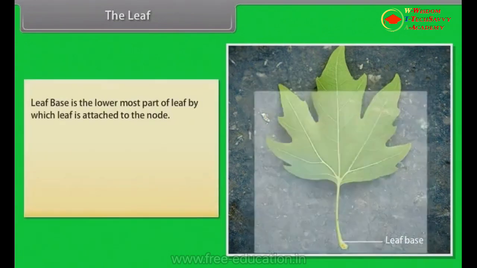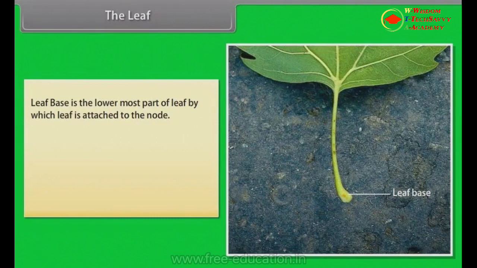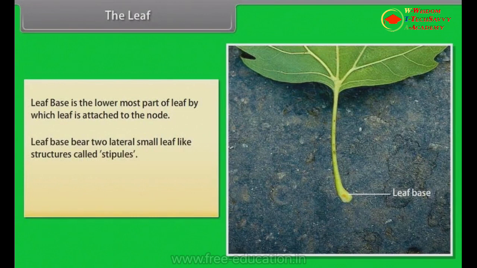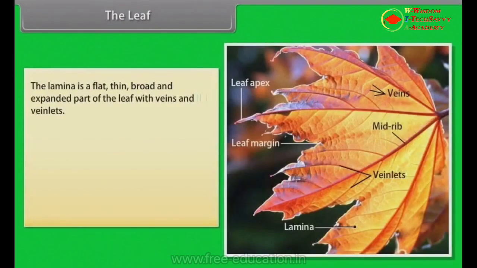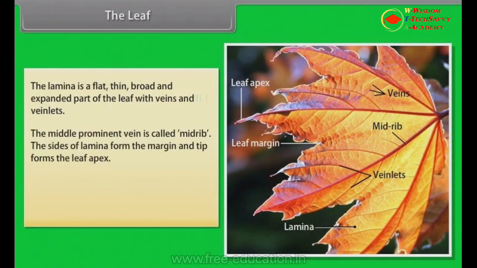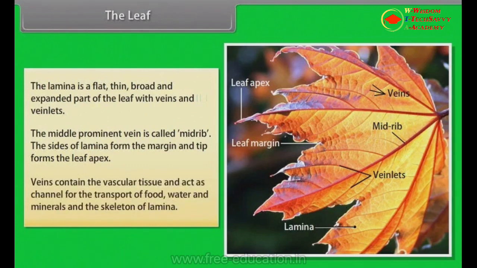Leaf base is the lowermost part of the leaf by which leaf is attached to the node. Leaf base bears two lateral small leaf-like structures called stipules. The petiole exposes the lamina to the sunlight. The lamina is a flat, thin, broad, and expanded part of the leaf with veins and veinlets. The middle prominent vein is called midrib. The sides of lamina form the margin and tip forms the leaf apex. Veins contain the vascular tissue and act as channel for the transport of food, water, and minerals, and the skeletal framework of lamina.